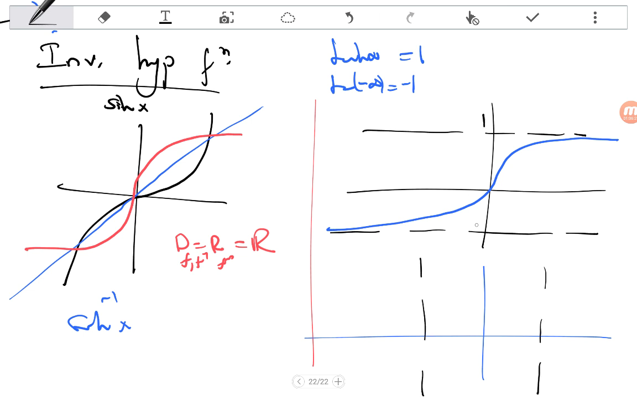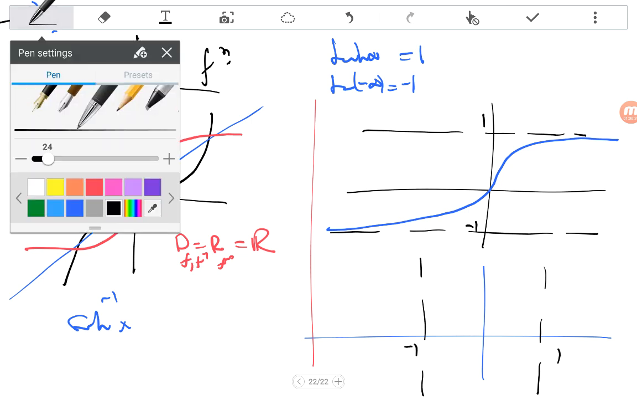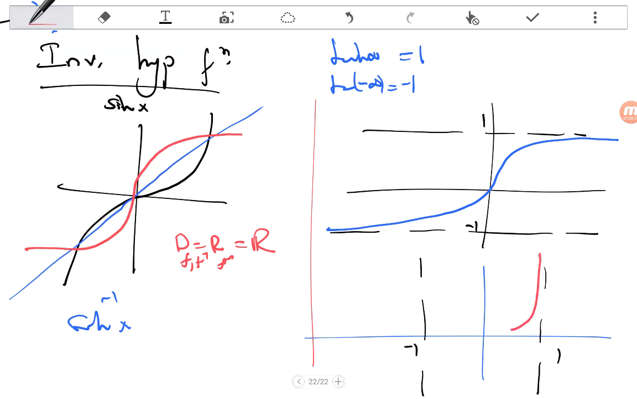We have here, instead of 1 and negative 1 on the y side, it will be on the x side, like this. It is just like the graph of the restricted tan. Okay, so it will be like this.